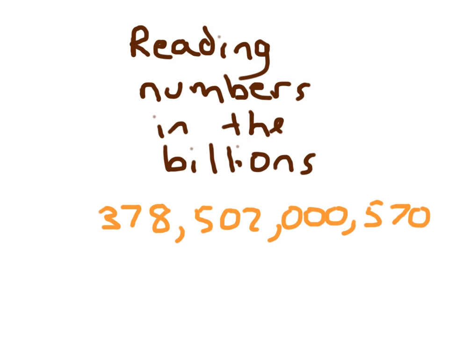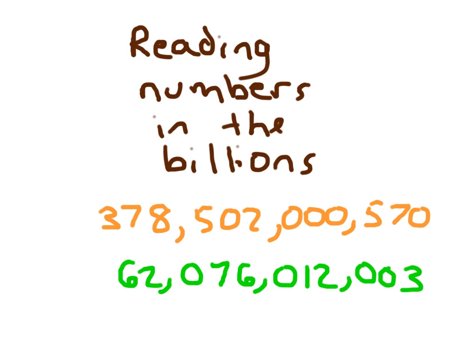Reading numbers in the billions, concentrate on each of the periods. Remember, this is the billions period, so this is 378 billion, 502 million, 570. How about this number? What do we start with? 62 billion, 76 million, 12,003. Put that all together. 62 billion, 76 million, 12,003.